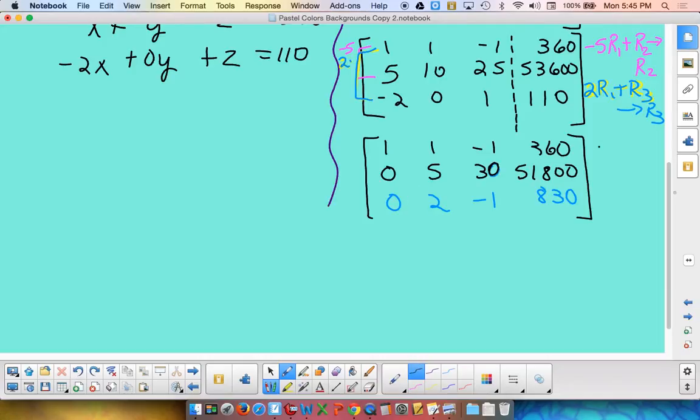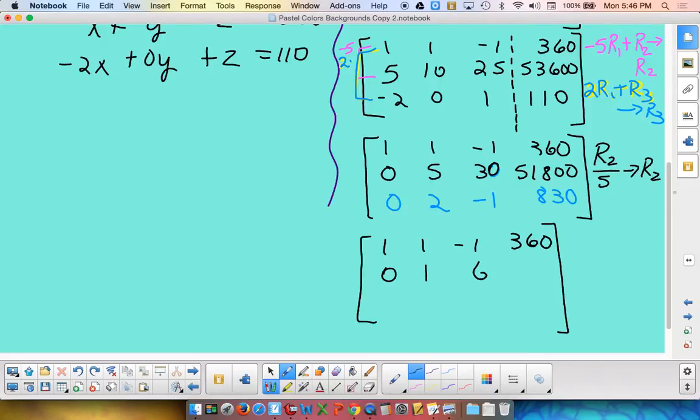So I'm taking row 2 divided by 5, and I'm keeping it in row 2. That's going to give me 1, 1, -1, 360. Okay, divided by 5. This is going to be 0. That's going to be 1. 30 divided by 5 is 6. And now 51,800 divided by 5. That's not quite so obvious. And we have 10,360.